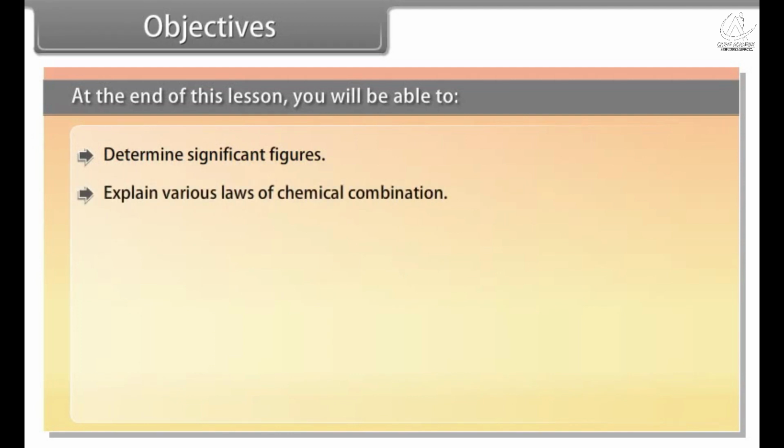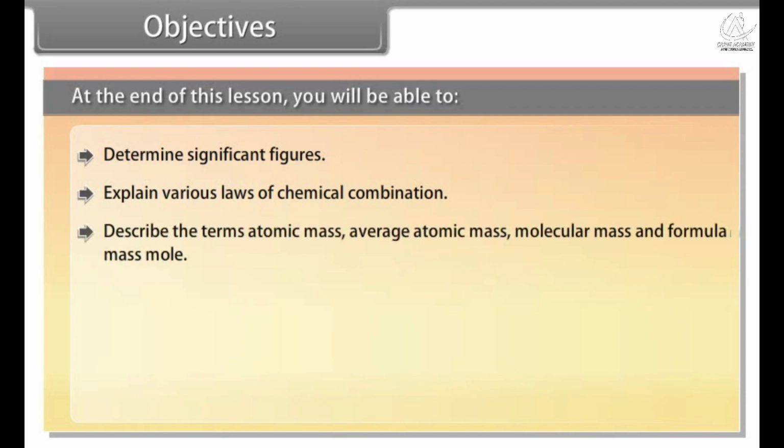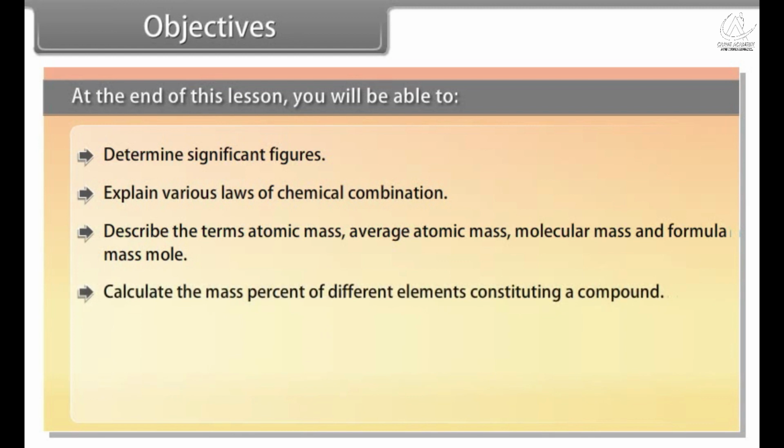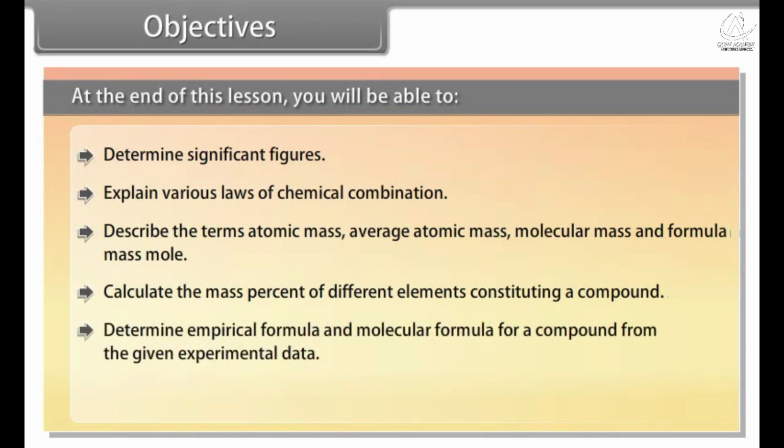Objectives. At the end of this lesson, you will be able to determine significant figures, explain various laws of chemical combination, describe the terms atomic mass, average atomic mass, molecular mass, formula mass, and mole. Calculate the mass percent of different elements constituting a compound. Determine the empirical formula and molecular formula for a compound from the given experimental data. Perform the stoichiometric calculations.